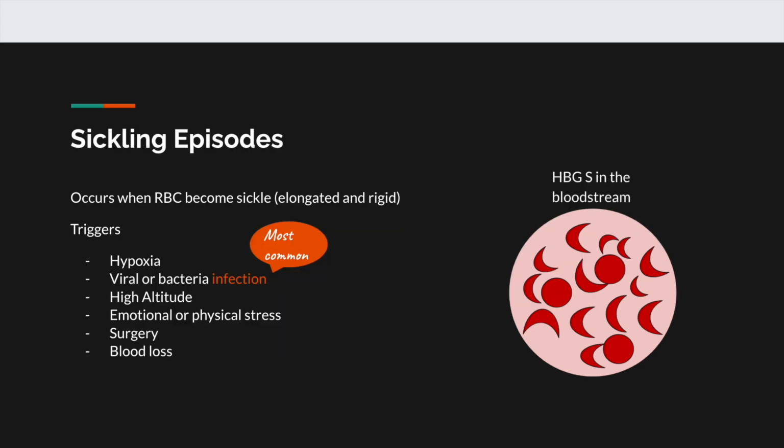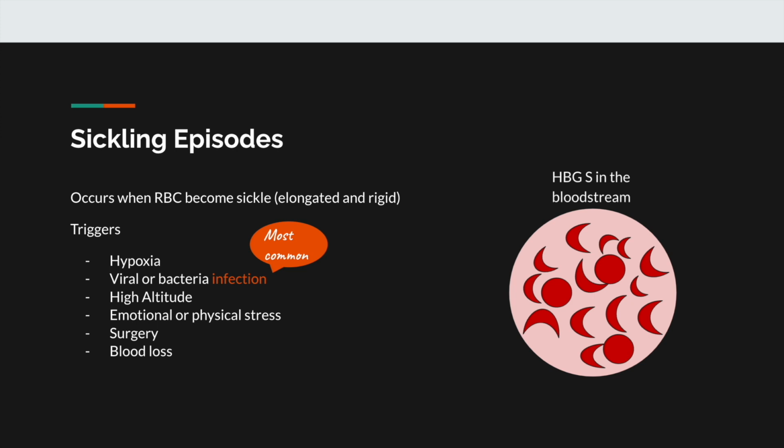One of the big things you see in patients with sickle cell disease is what's called sickling episodes. This occurs when red blood cells become sickled or elongated and rigid. So in a patient with sickle cell disease, they may have some of those circular ones, but then as soon as they're exposed to these triggers, those circular hemoglobins will turn into those crescent-shaped, rigid, elongated cells. And this is where you can get some problems, which we'll talk about later.